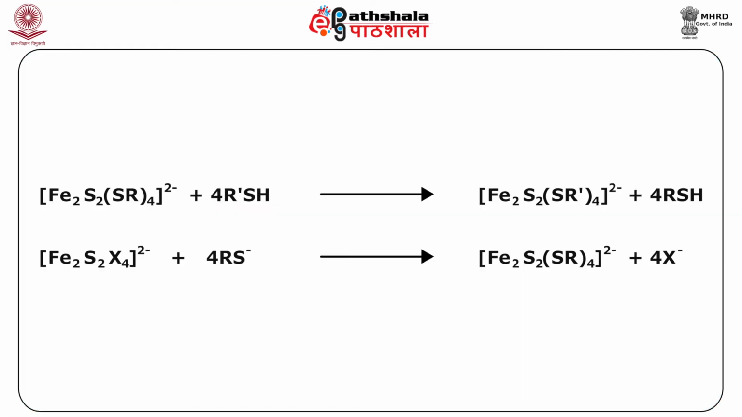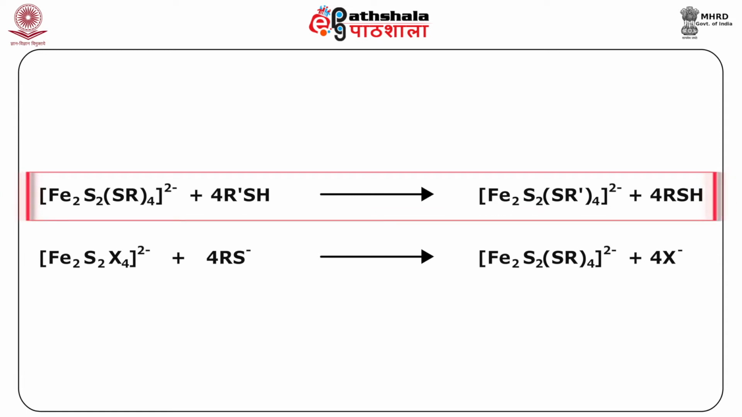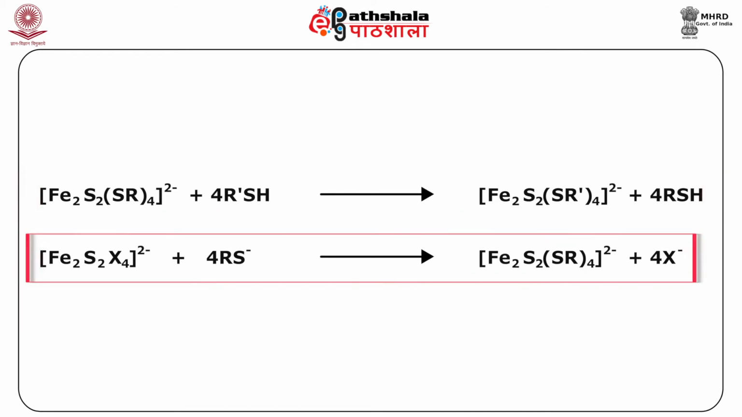Typical ligand substitution reactions are as follows. So, it can be produced by using the ligand substitution pathway also. What you need to do is take Fe2S2(SR)4 2 minus, react with 4 molecules of RSH, and you obtain Fe2S2(SR)4 2 minus plus 4RSH, or take Fe2S2X4 2 minus, react with 4RS minus to obtain Fe2S2(SR)4 2 minus plus 4X minus.